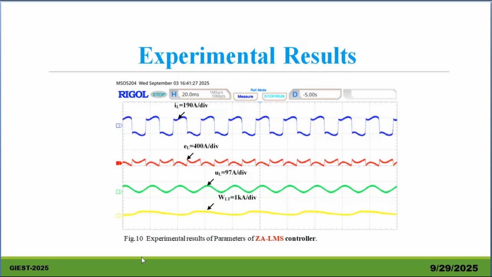Experimental result, figure 10, the experimental results of the parameters of the ZA LMS controller. Here we can see that the load current is maintained, the error is maintained, and the unit template is showing a pure sinusoidal shape, and the total weight is maintained.